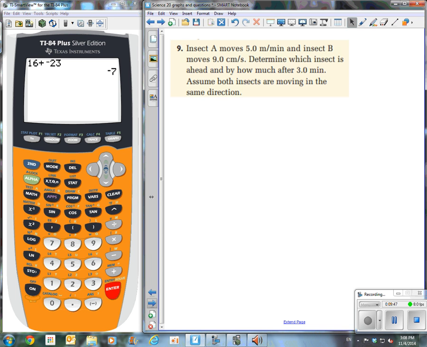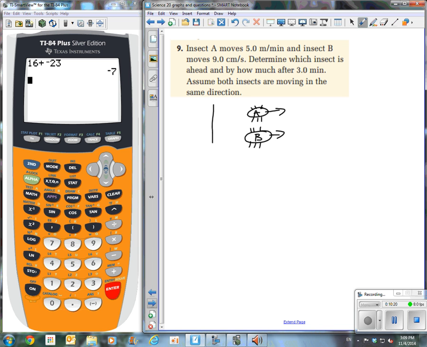All right, question 9. Insect A moves 5.0 meters per minute. Insect B moves 9 centimeters per second. Determine which insect is ahead and by how much after 3 minutes. We're going to assume both insects are moving in the same direction. So we're going to have kind of like a starting line, right? We're going to have an insect moving in one direction, that's insect A, and then insect B in the same direction.